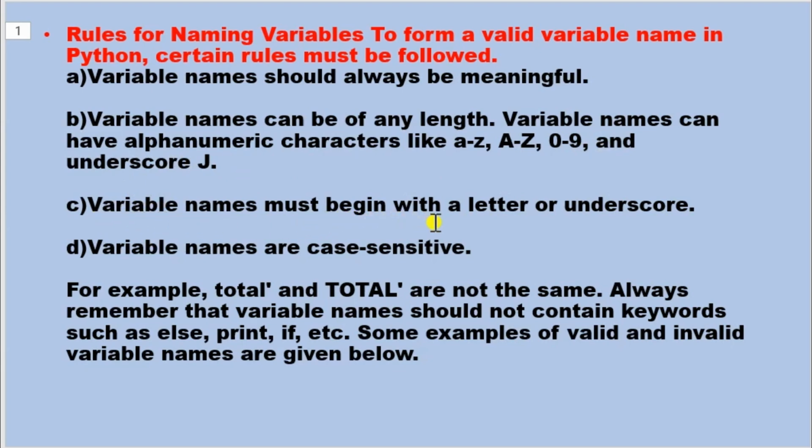Variable names must begin with a letter or underscore, which means the name should begin with a letter or underscore. Variable names are case sensitive. If you write a variable with small letters and the same name with capital letters, the programming language will identify them as different names. For example, small letter total and capital letter TOTAL are not the same.